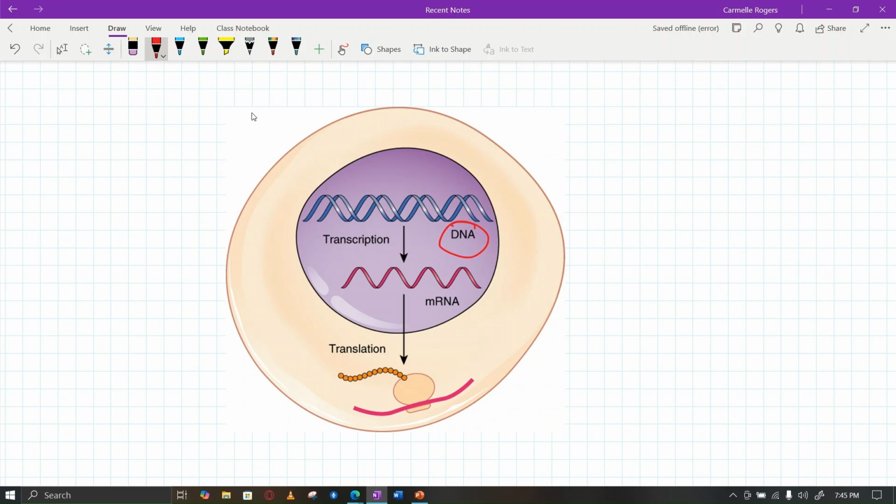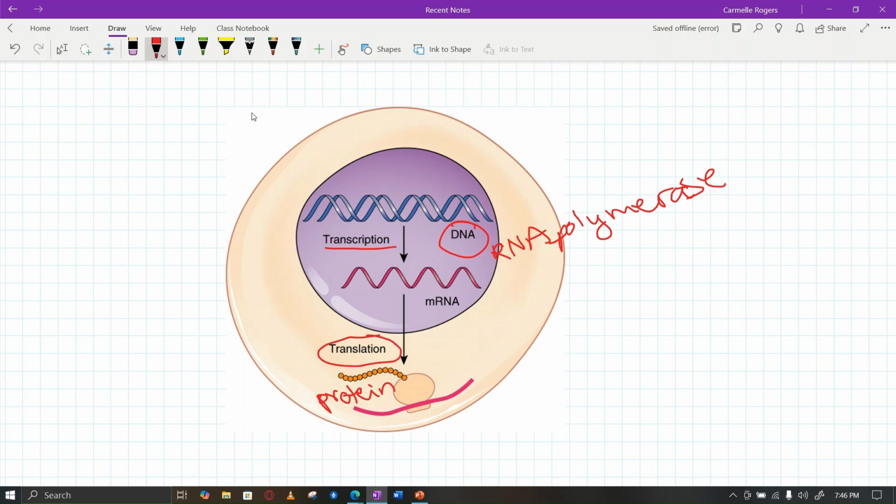Going from DNA to RNA is transcription. The enzyme that's responsible for transcription is RNA polymerase. So that's going to use DNA to make a copy of RNA. And then we have RNA to protein. And that process is translation.